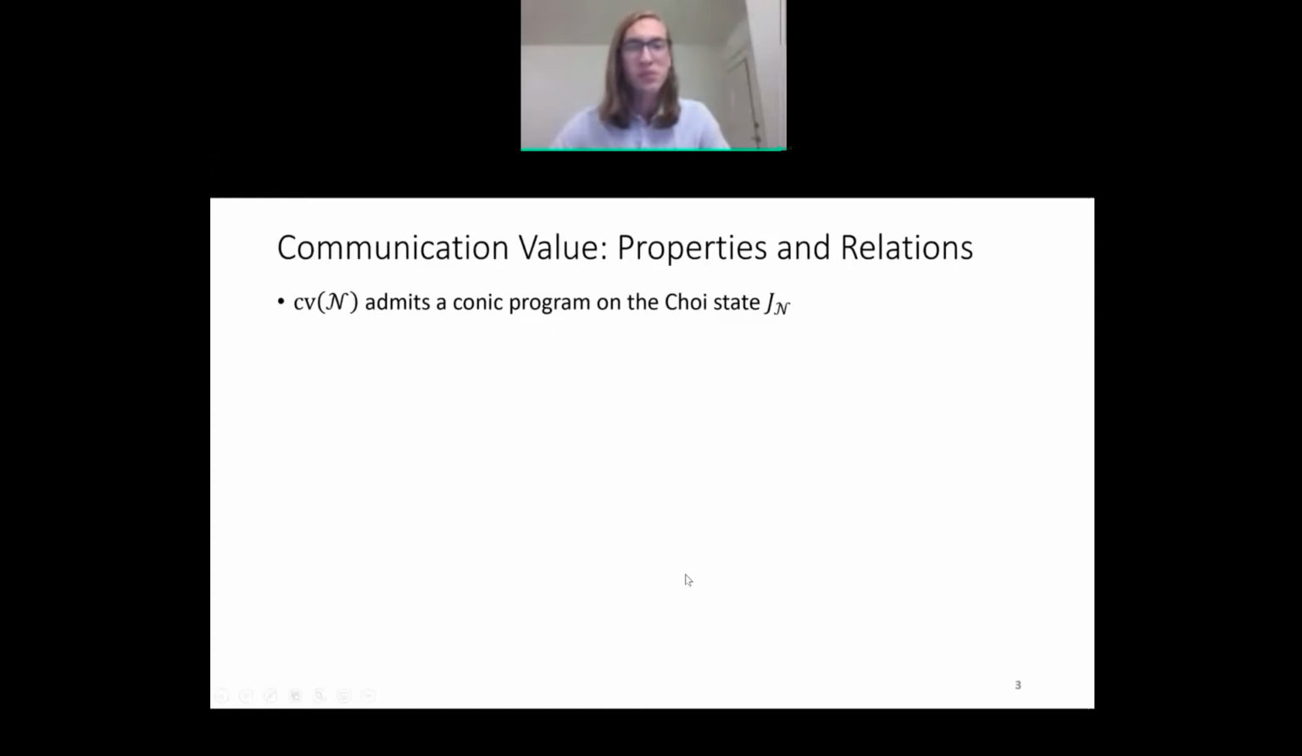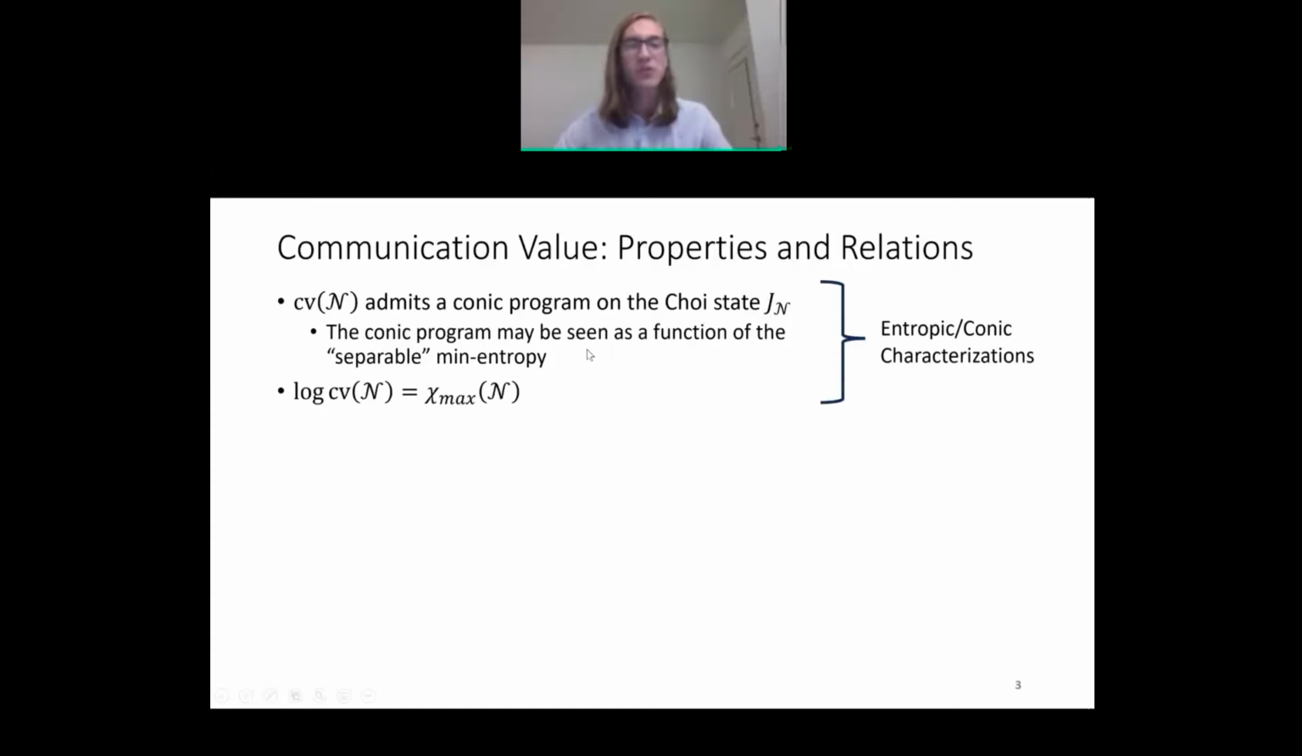So now that we know what the communication value is for a quantum channel, let's motivate the rest of the talk. The first thing we can do is show the communication value admits a conic program on the Choi state. The next thing we can do is show that this conic program can be seen as a function of the separable min entropy, which we'll define in a bit. And then we can also show that the communication value is proportional to the Max-Holevo quantity. And so we see that we're in this classical capacity notion, but not exactly.